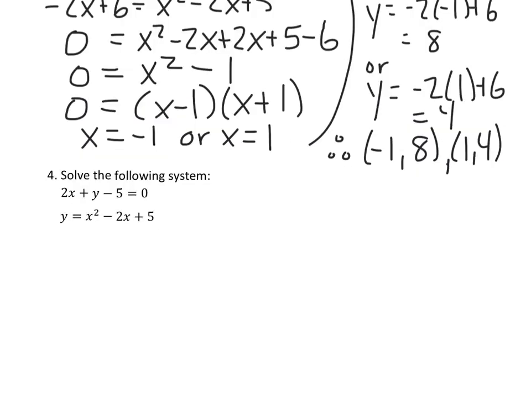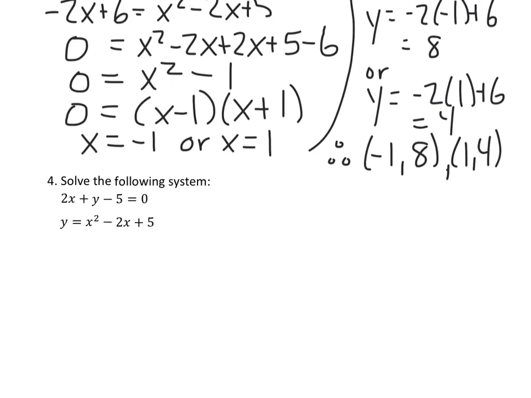Our last example asks us to solve the following system. It gives us an equation of a line and a curve again. In fact, the same curve. The only difference is that our line now is in standard form, so we need to do a little bit of rearranging first. Solving the system means the same as question 3 above, which is just to find the point of intersection. Let's again start by numbering our equations.